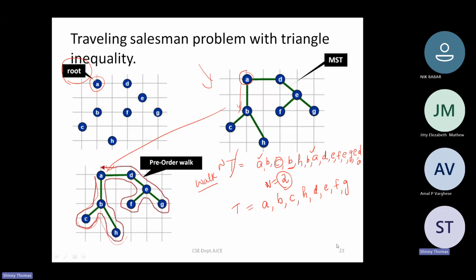So what is a pre-order walk? Traversing through the edges, but writing only the node that was first visited, and we do not write any repetitions. A tour obtained by visiting the edges in order is given by the pre-order. So the tour where we write each vertex only once in the order visited is called the pre-order walk. Now this pre-order walk is itself our Hamiltonian cycle.